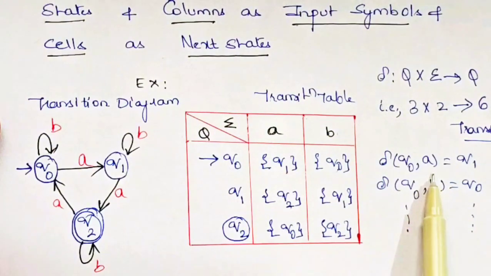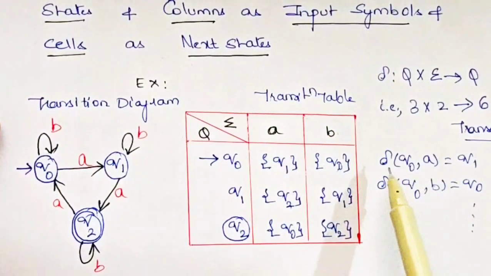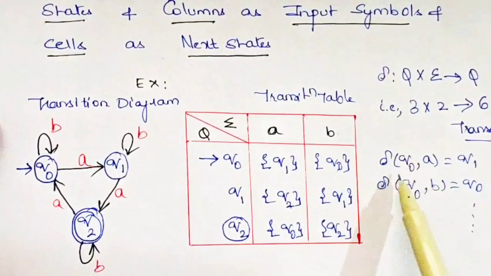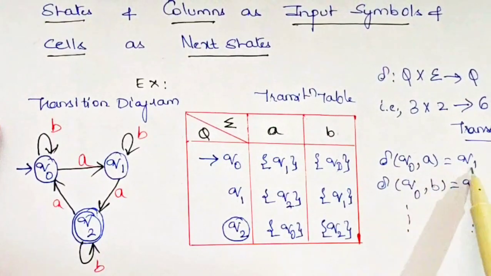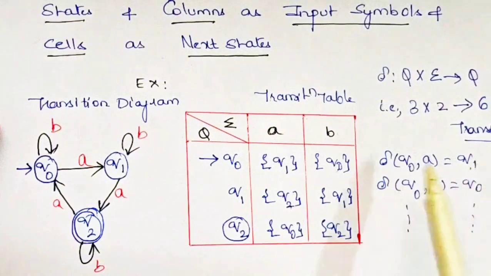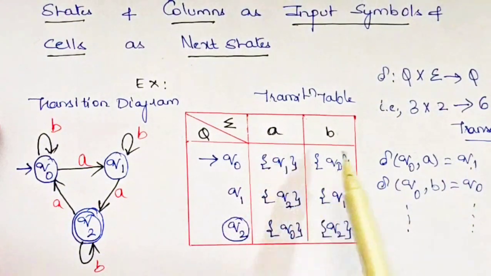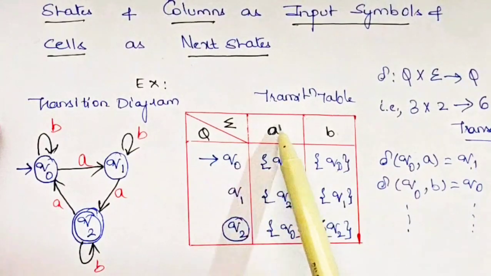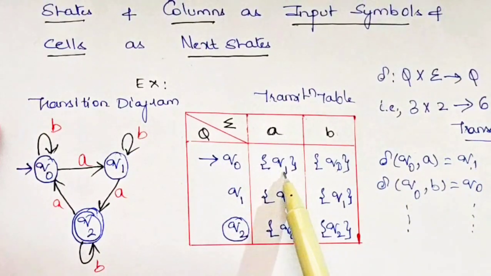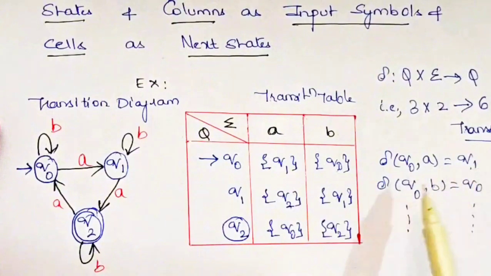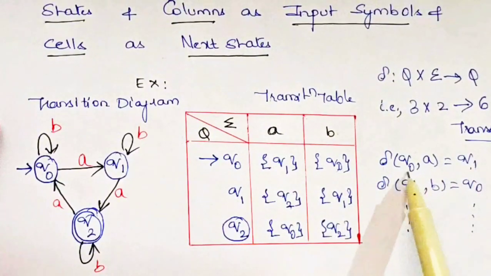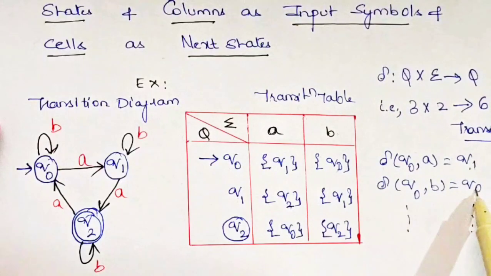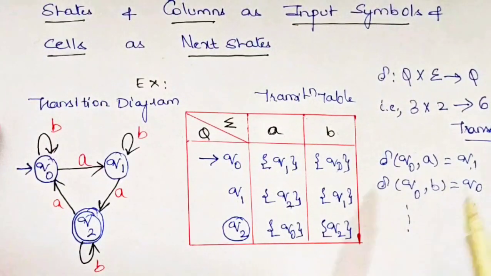For the corresponding example, let us examine a few transition functions. Delta, the corresponding transition state Q0 on input A is going to the next state Q1. So the entries of a table will be examined in terms of transition function. Delta Q0 on input A is moving to the corresponding transition state Q1. Similarly, from the transition state Q0 upon reading an input symbol B is remaining in the same transition state Q0.